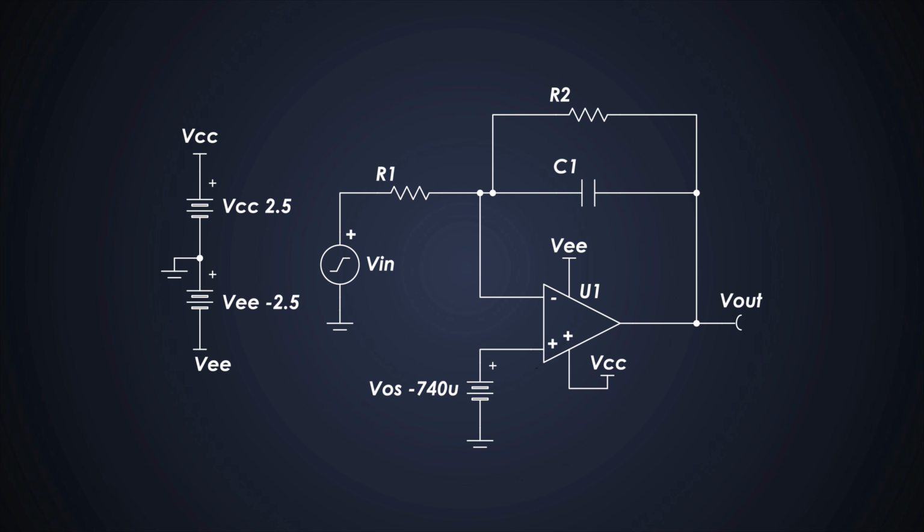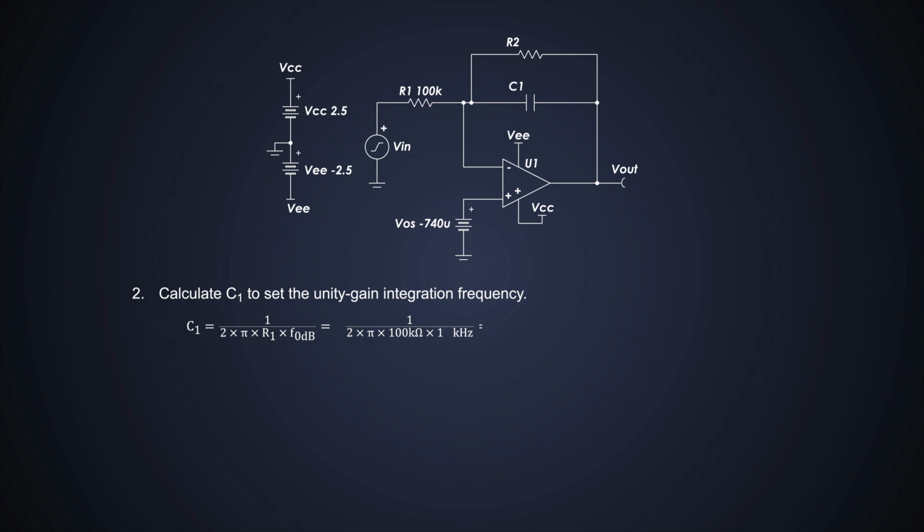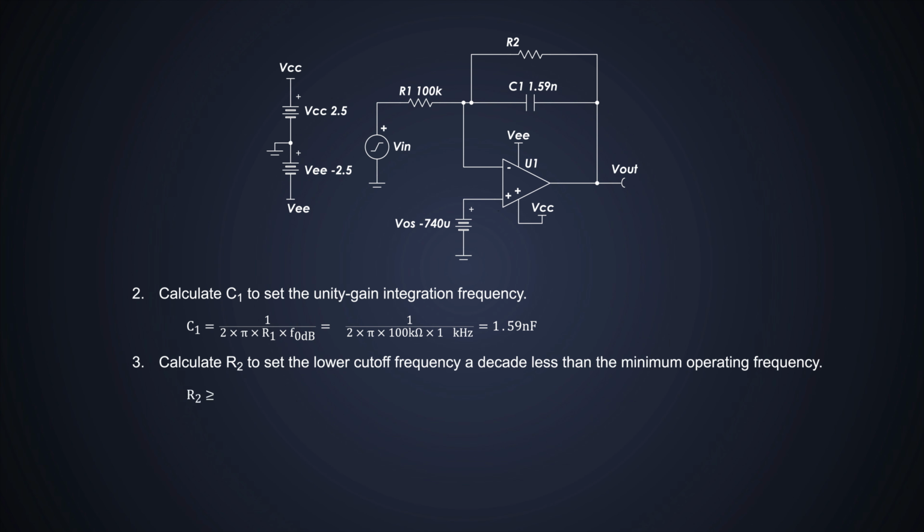Now let's calculate the required values of these passive components. Considering all, this would be the transfer function, or we can say the relationship between output and input voltage. We'll start with the input resistor. For now, we'll select the resistor value of 100K. Now we'll calculate the value of this feedback capacitor, which can be calculated with this formula. For this, we need 0 dB frequency, and it turns out to be 1.59 nanofarad. And finally, we'll calculate the value of this feedback resistor with this formula, which we get as 100 mega ohms.